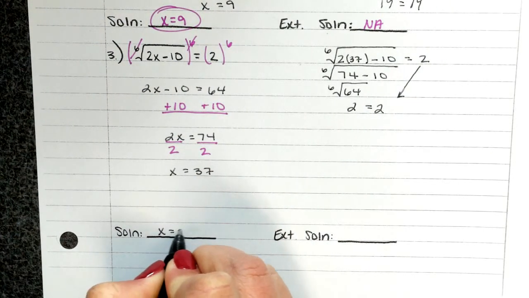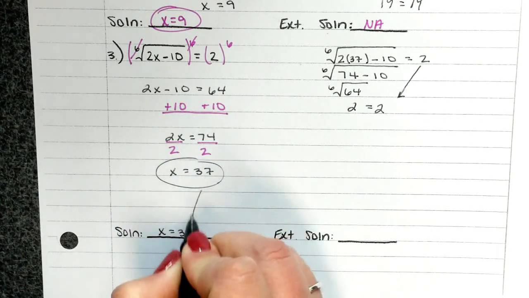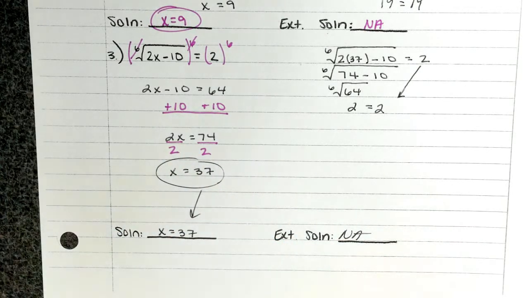And what was my solution here? The x equals 37. I was looking for my solution. It goes on the solution line. So extraneous, not available.